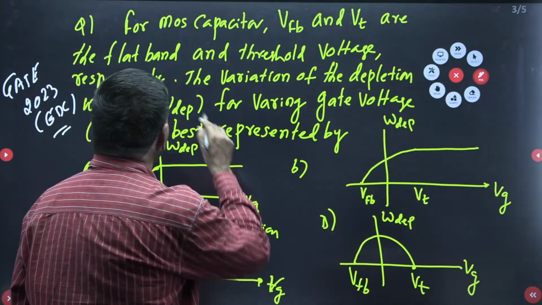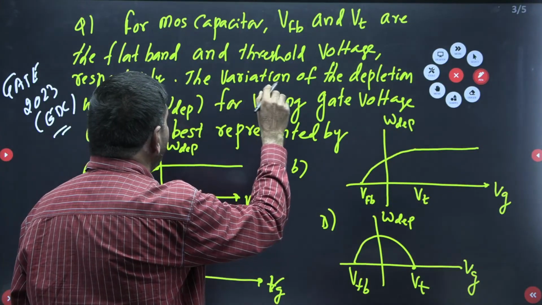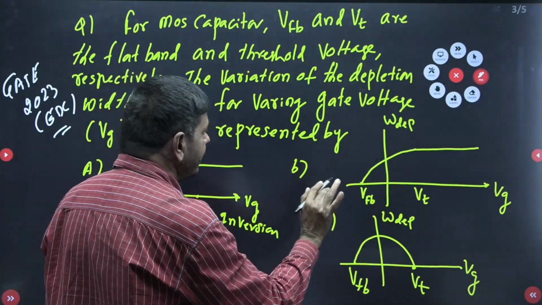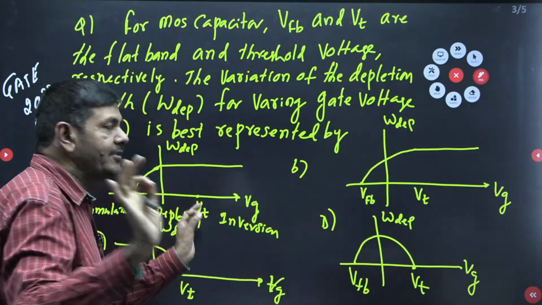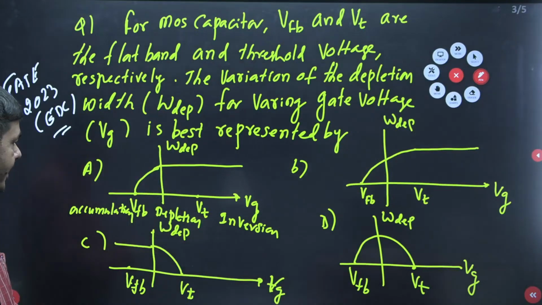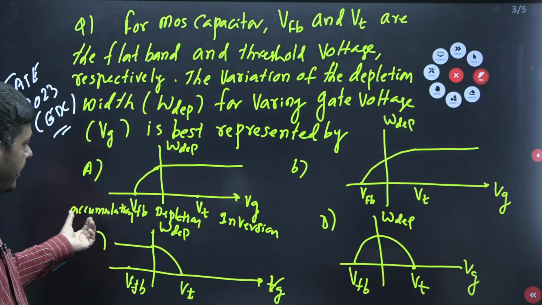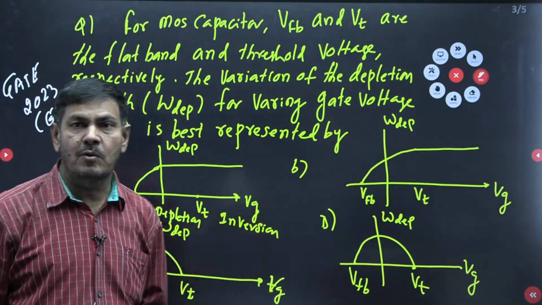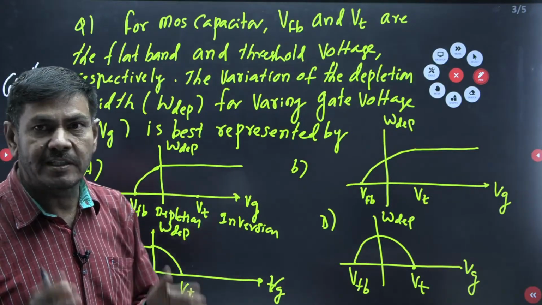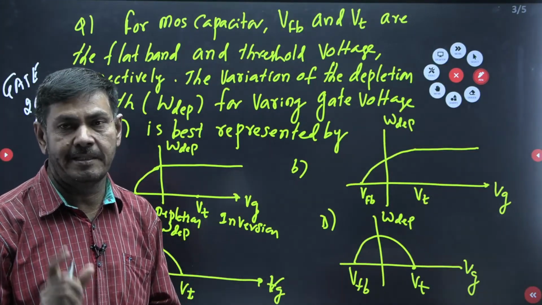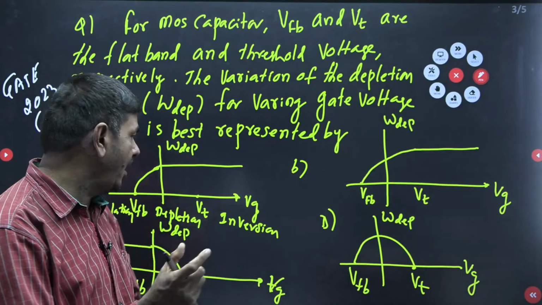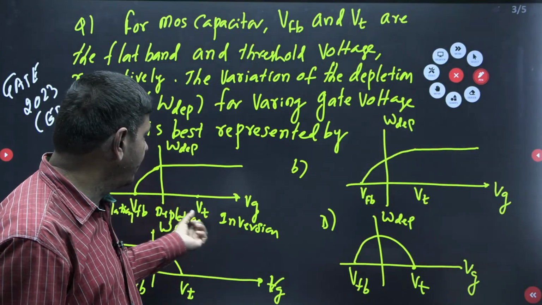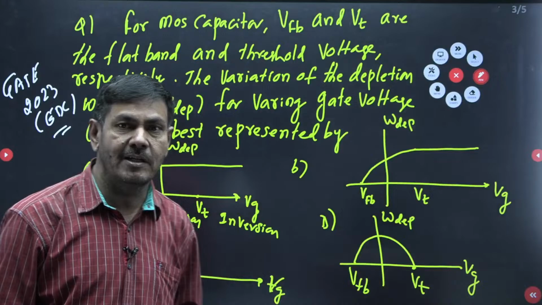But in this case, for the MOS capacitor, the four options are given. Among these four options, I will give clarity on which is right. Here the accumulation mode, depletion mode, and inversion mode, three modes of operation, are possible for the MOS capacitor. Any MOS capacitor can have accumulation mode, depletion mode, and inversion mode, depending on the applied voltage.